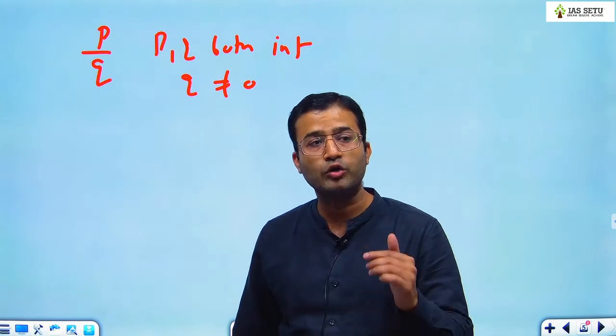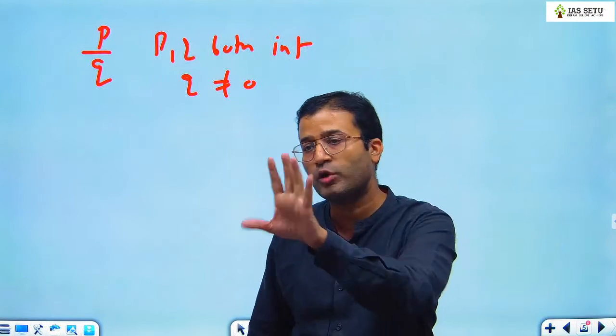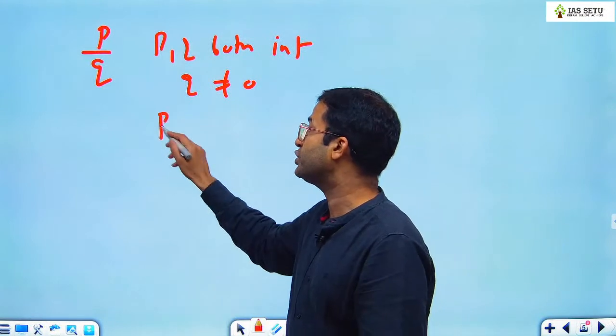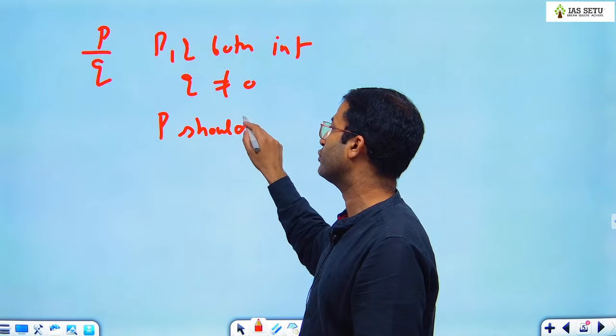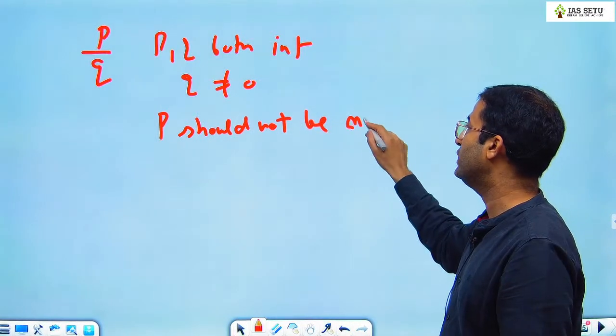But how to differentiate fraction from rational number? There is one more property, one more condition we have, that p should not be a multiple of q. You write, p should not be a multiple of q.